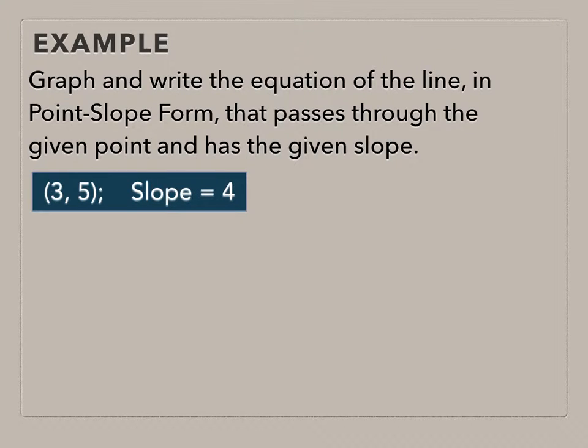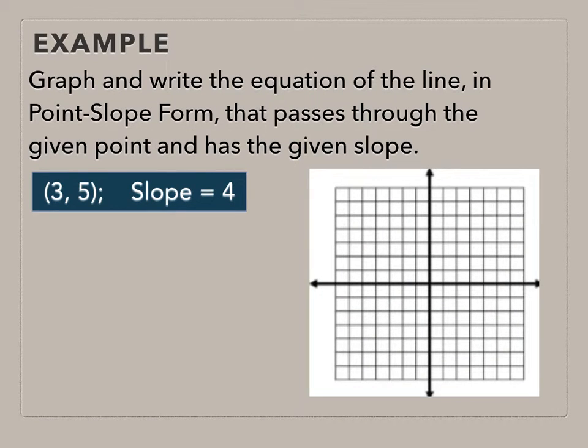Now, if you have access to a coordinate plane or graph paper, it's a good idea to start with that coordinate plane. And let's plot the point 3, 5. The slope is 4. Instead of going up 4 to the right one, let's go down 4 to the left one and continue. And now let's connect those points with a straight line. So there is the line.